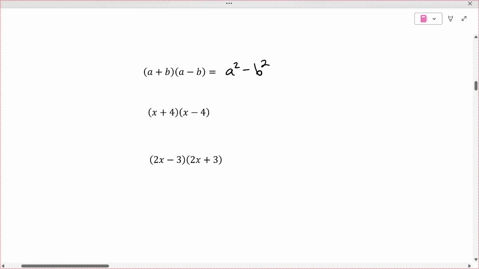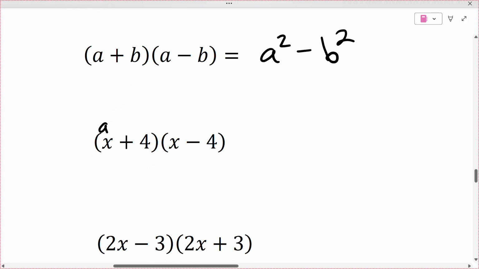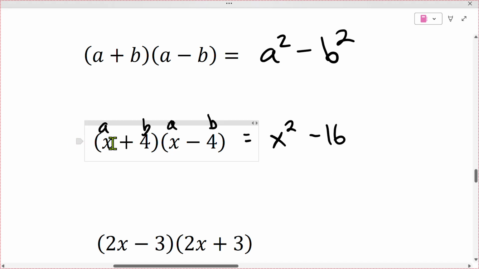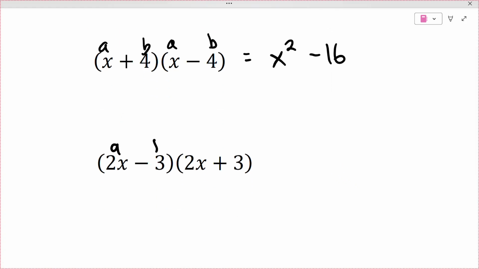Okay. So again, if I wanted to do this problem, I recognize that this is the same thing, it's just that one is plus and one is minus. This would simplify to x squared minus 16. A squared, which is the x, would be x squared. B squared, which is 4 squared, would be 16. So this is x squared minus 16. Same thing here. I could recognize that this is the same thing twice, just one is minus and one is plus. So the shortcut for this is a squared would be 2x squared. Well, 2x squared would be 2x times 2x, which is 4x squared. And b squared, which is the 3, well, 3 squared is 9. So this would be 4x squared minus 9.